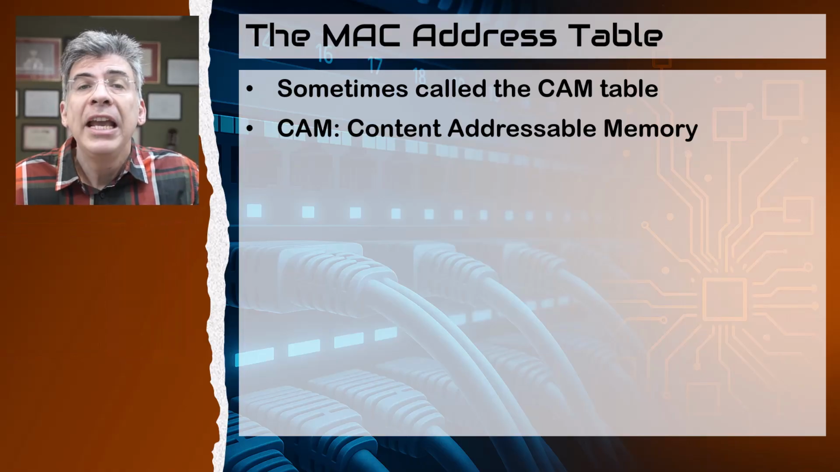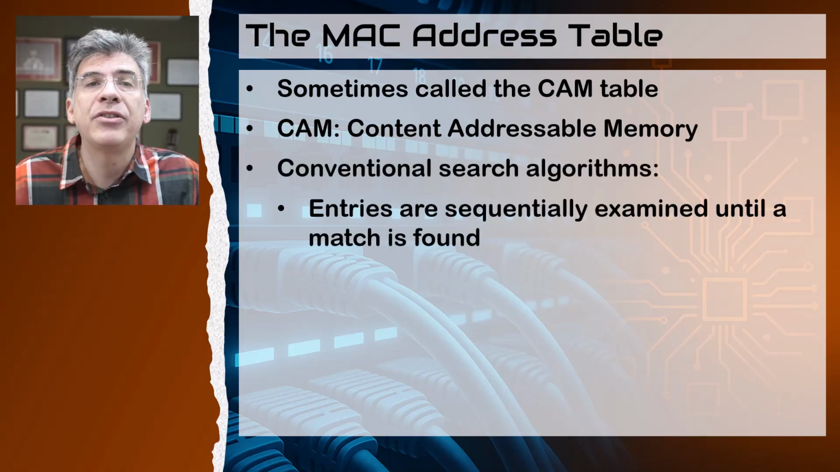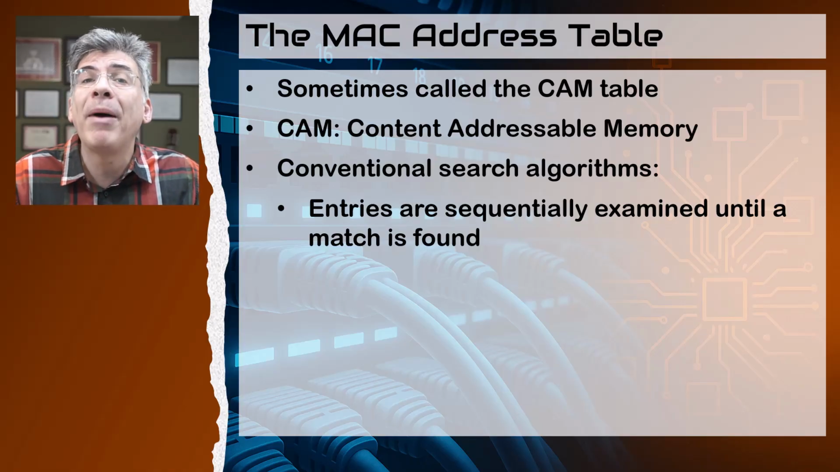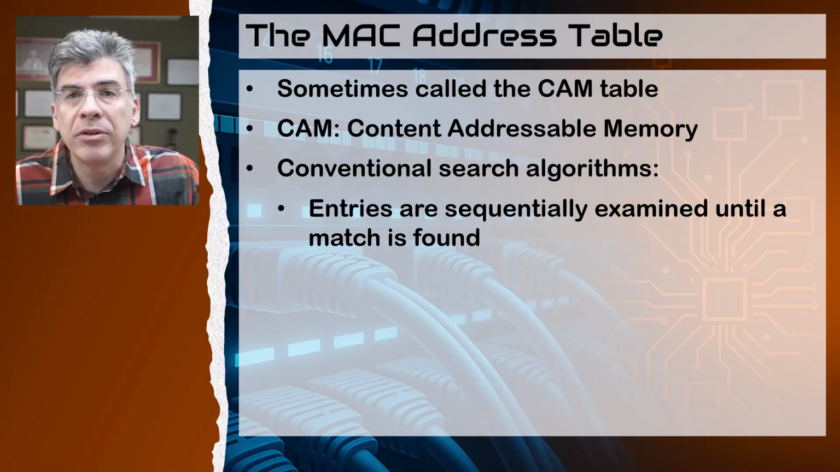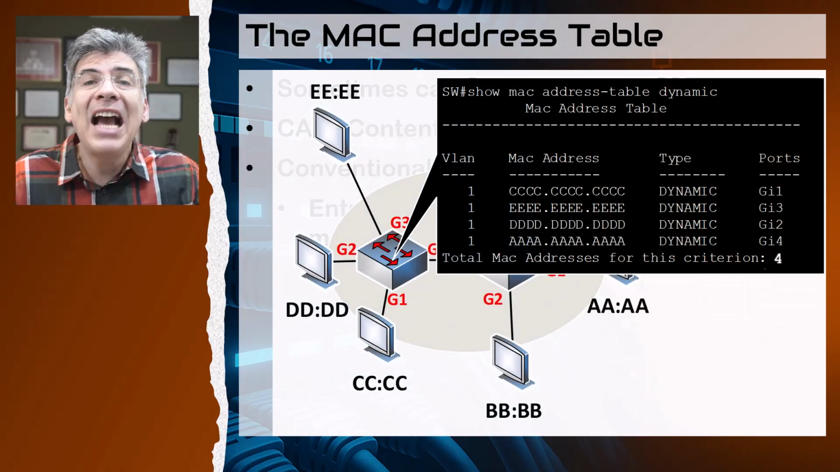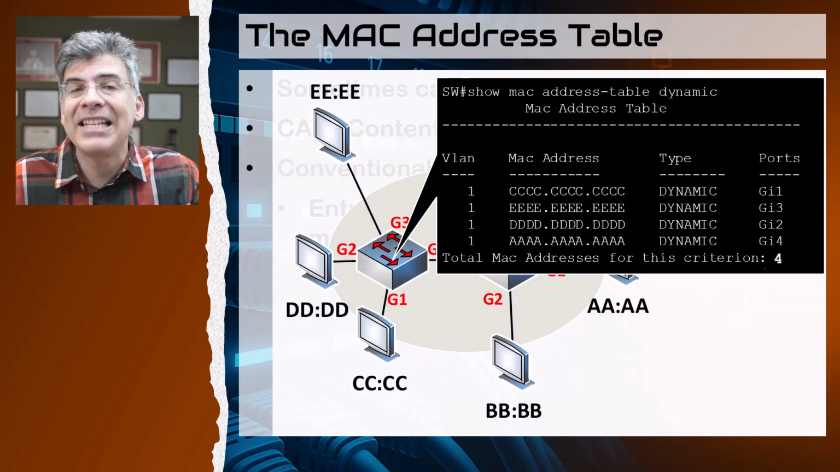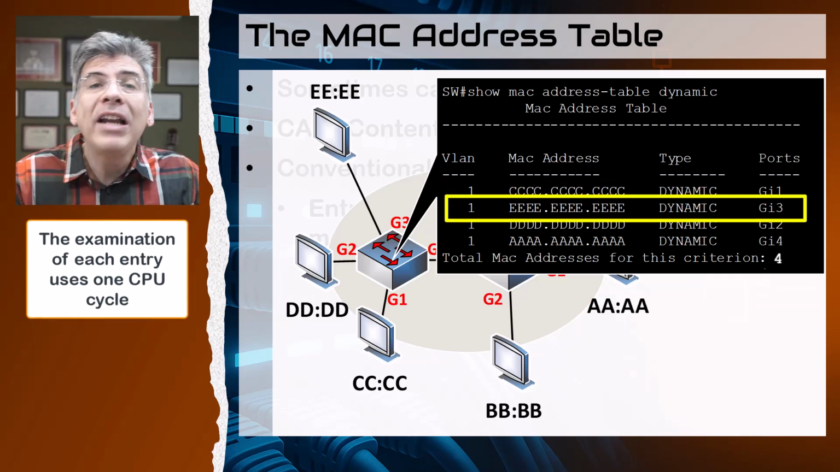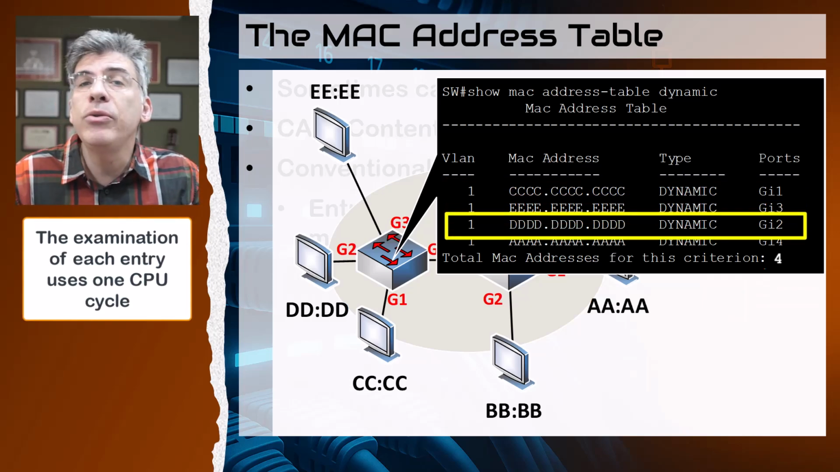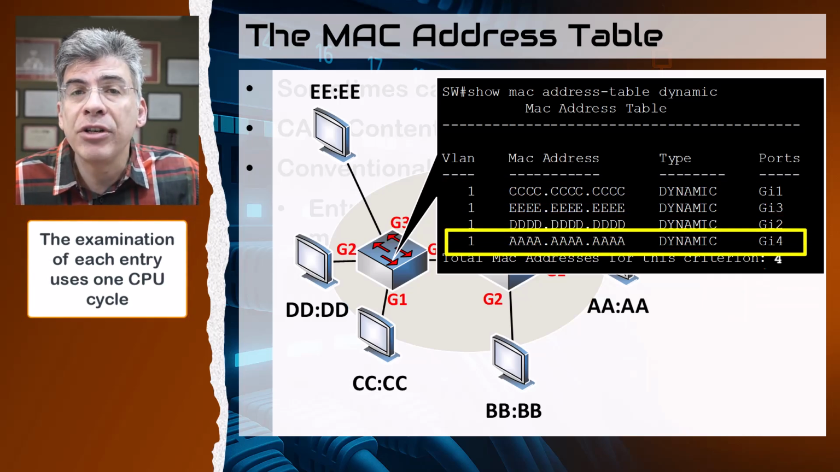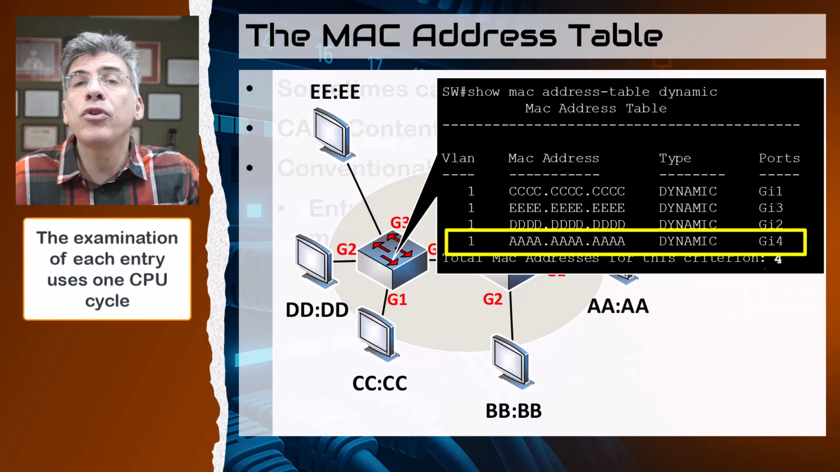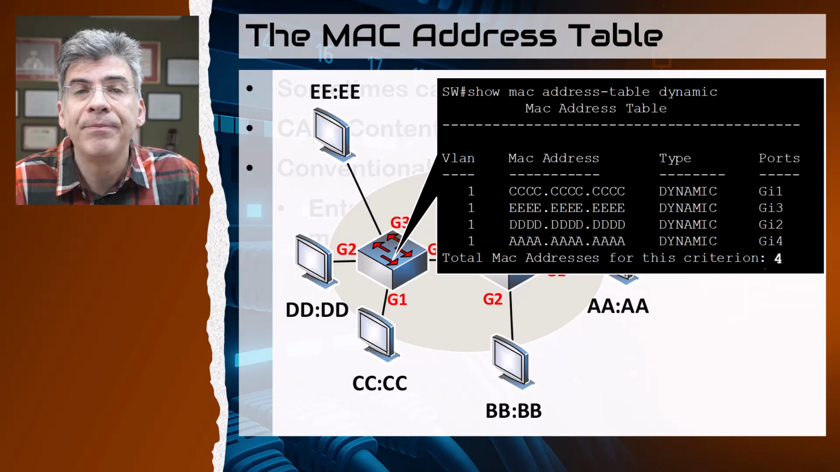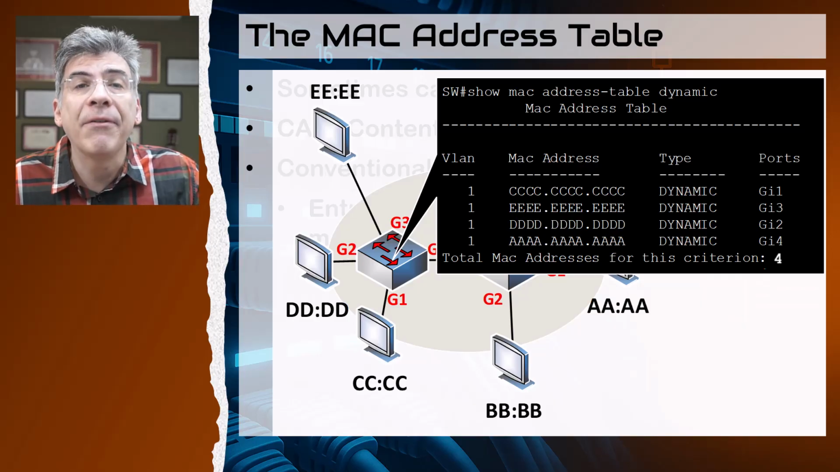MAC address. In conventional software-based searches, entries in a table may need to be examined one by one until a match is found. As the table grows, this kind of lookup becomes slower and less efficient. Indeed, as each entry is examined, one CPU cycle is used. So in order to find your MAC address, you may need dozens or even hundreds of CPU cycles to find it. But CAM works differently.